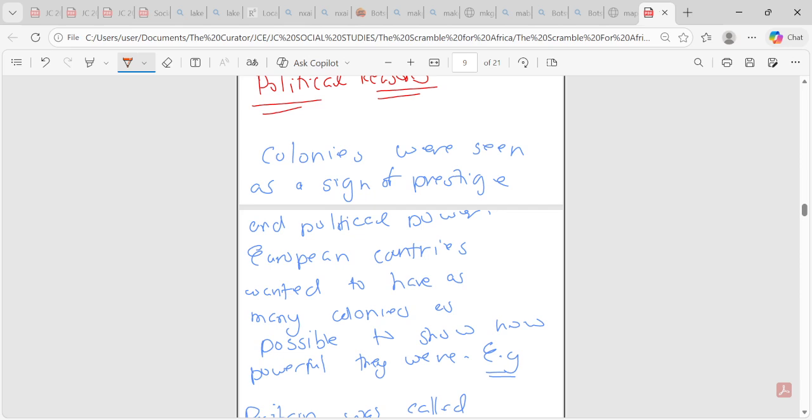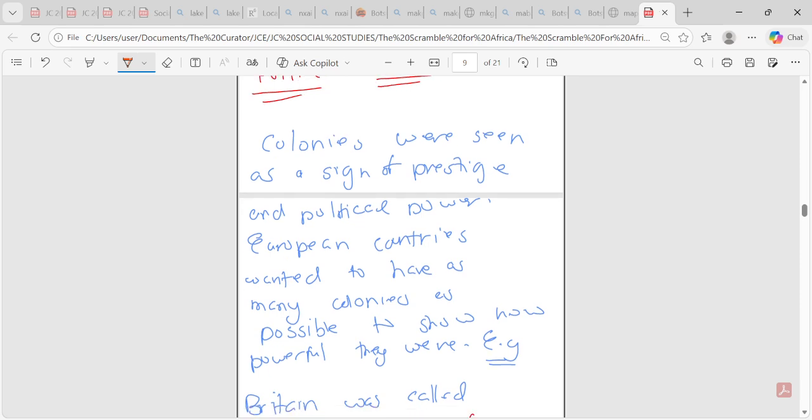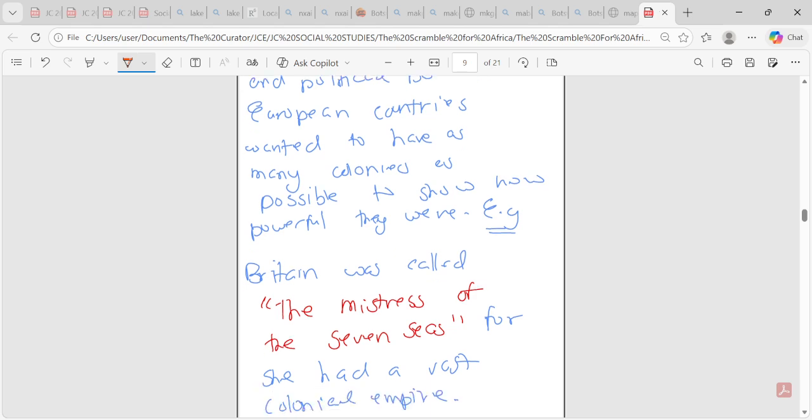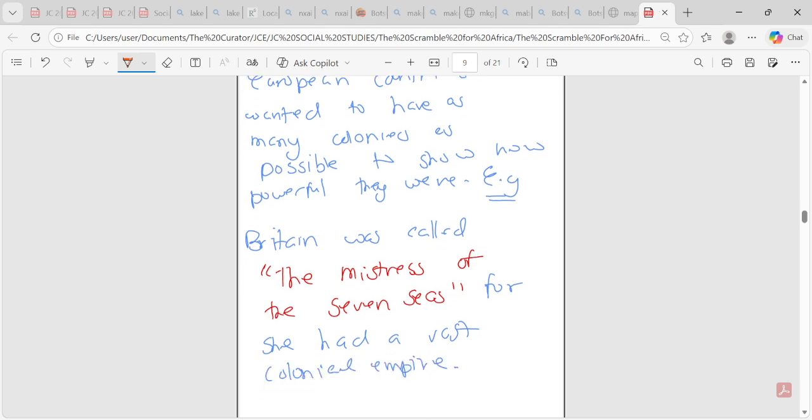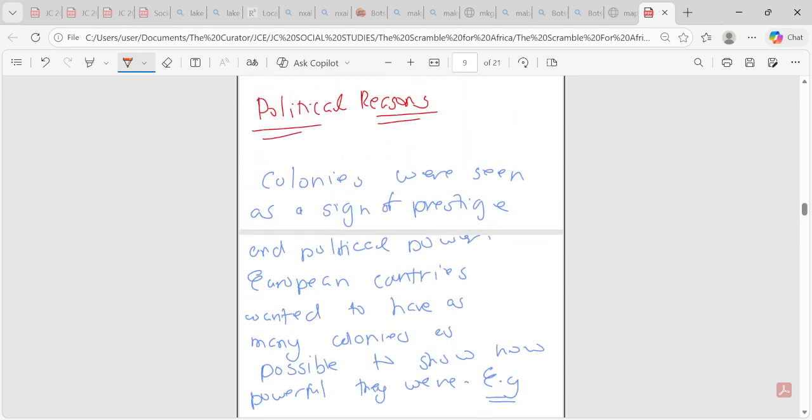European countries wanted to have as many colonies as possible to show how powerful they were. For example, Britain was called the mistress of the seven seas, for she had a vast colonial empire. So there is that political pride, that prestige that comes with having as many colonies as possible.